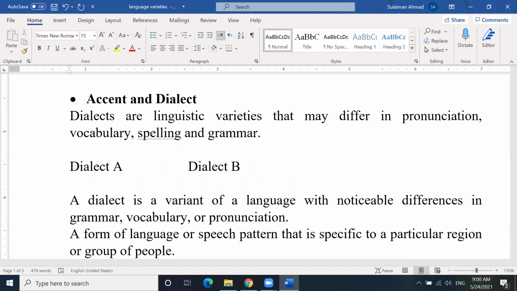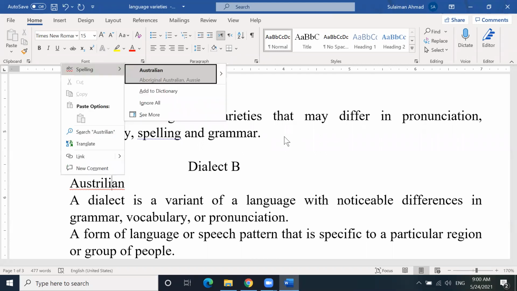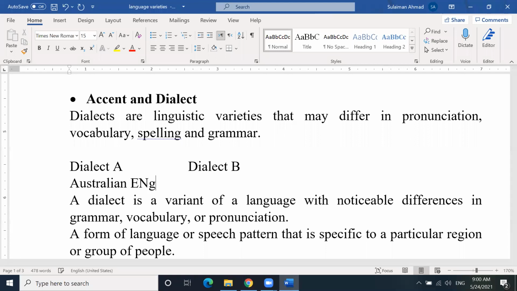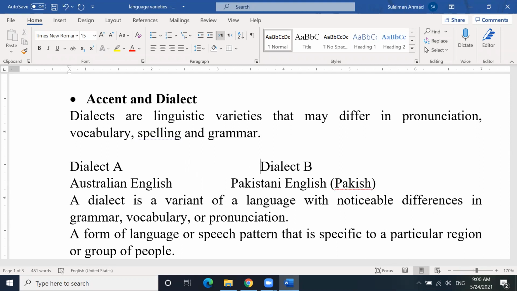So if I say Australian English, and here we have got Pakistani English, right? Which is known as Pakish, right? Now these are two different varieties of the English language.